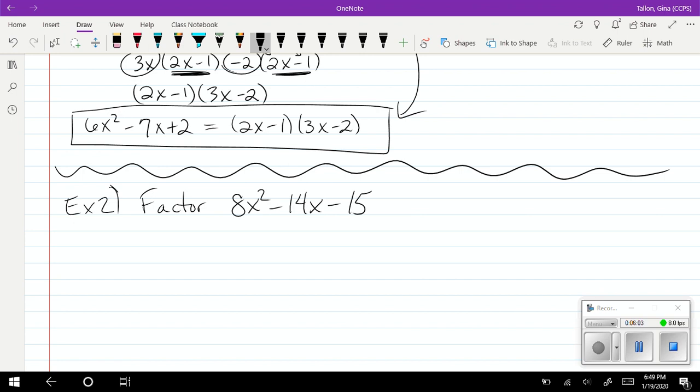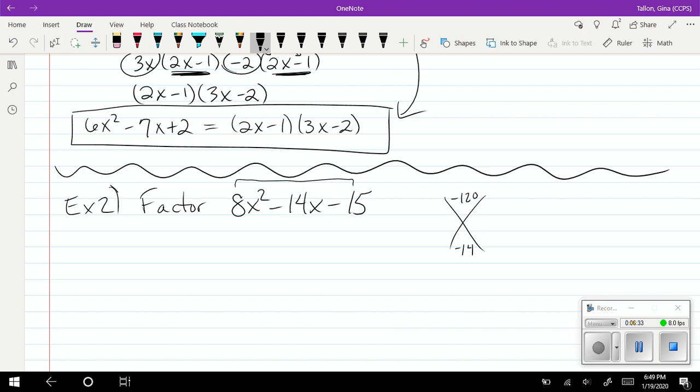Okay, there's no common factors here, so I don't have to worry about pulling out a common factor. Let's just jump right to that AC method here over to the side. I'm looking for two numbers that multiply to equal AC. 8 times a negative 15 is a negative 120, goes up on top. The negative 14 from my B goes down here. And I am looking for two numbers that when you multiply them together, you get negative 120. When you combine them, you get negative 14.